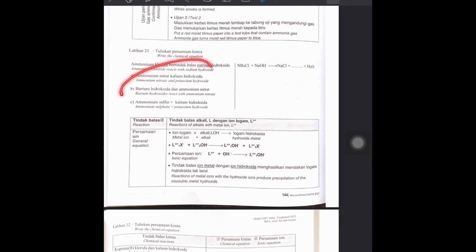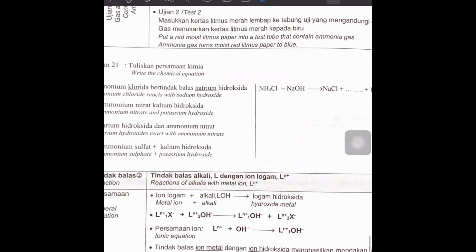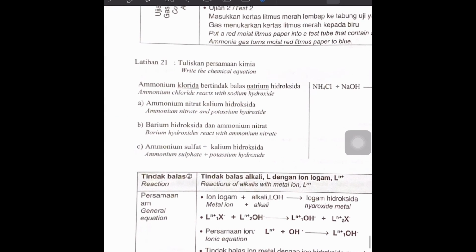So you do this exercise as well, okay, because you already know that when an ammonium salt, ini ammonium salt lah, okay, and this one is ammonium chloride. Ada macam-macam ammonium salt, ammonium nitrate, ammonium sulfate. When all of these ammonium salt react with alkali, apa alkali?